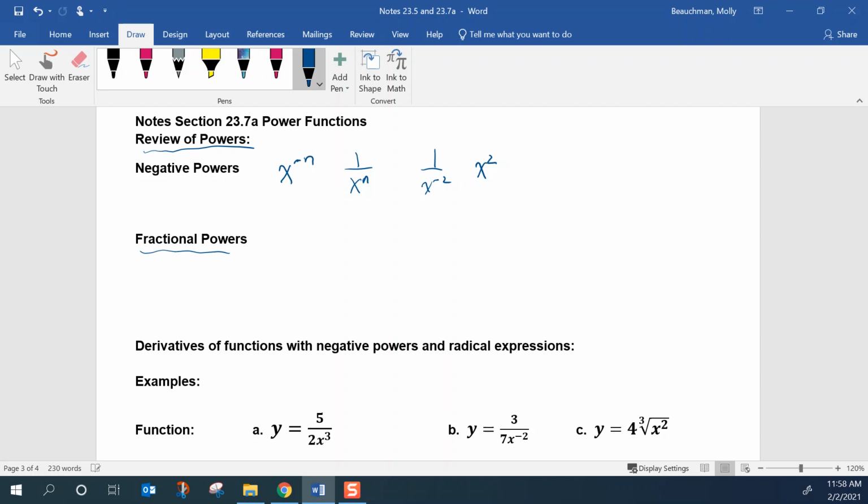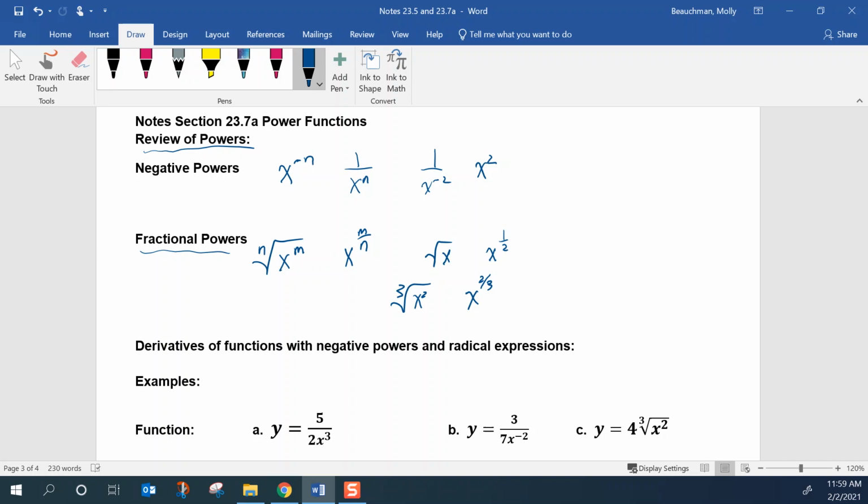Fractional powers from a previous class, the nth root of x to the m is x to the power of m divided by n. So our roots can be written as fractional powers. So a reminder, if you have the square root of x, that can be written as x to the power of a half. Or if you have the cube root of x squared, that can be written as x to the power of 2/3. The denominator is the root and the numerator is the power.